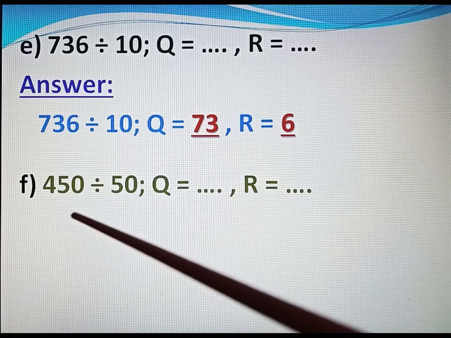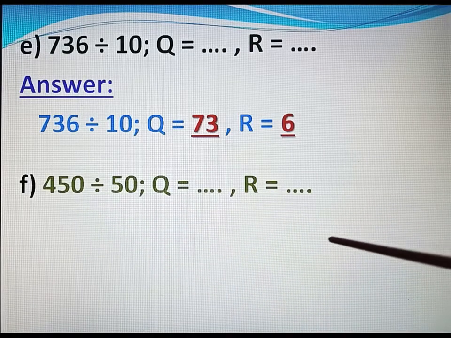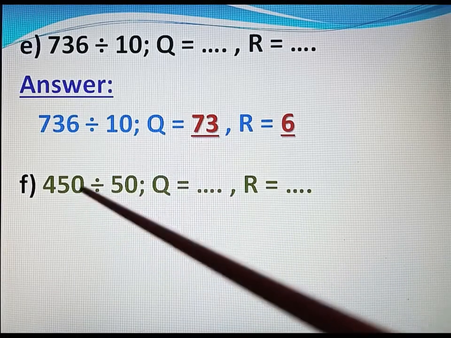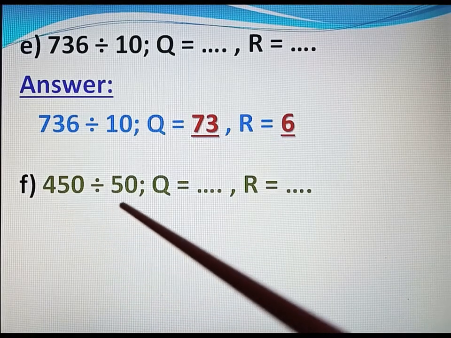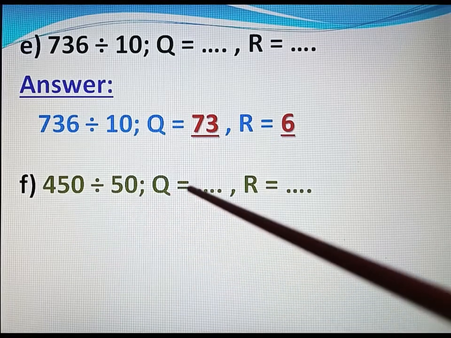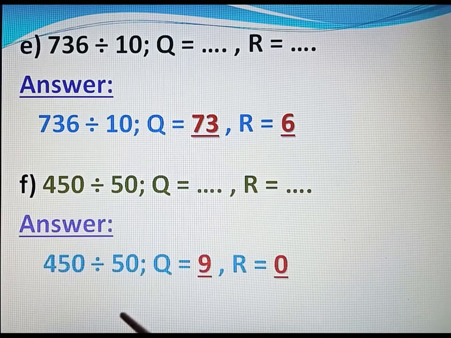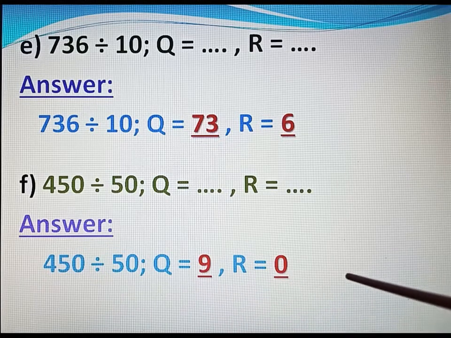F part: 450 divide 50. Quotient equals dash, remainder equals dash. See, in 450 there is a 0, and in 50 there is a 0. 0 and 0 cancelled, that remainder is 0, and then we will divide 45 by 5. 45 divide 5, that is 9. 9 is the quotient. Answer: 450 divide 50. Quotient equals 9, remainder equals 0.